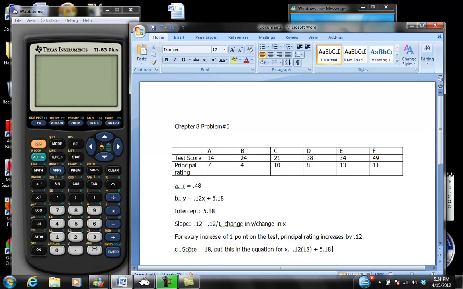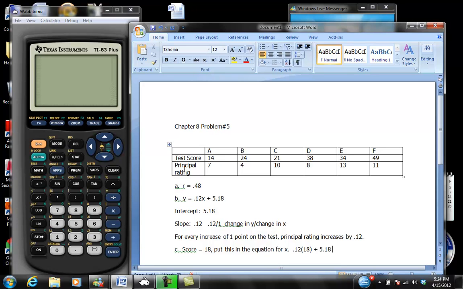Part D says, if in fact these data were real, what objections would you have to using the equation from problem 6b for the prediction? Well, I think I've already made my objections pretty clear. R is not significant, and so when R is not significant, we should not be writing or using a regression equation. Okay, so that's how easy it is to do simple linear regression. In other words, when you just have 2 variables, in our case, test score and principal rating, using your calculator.